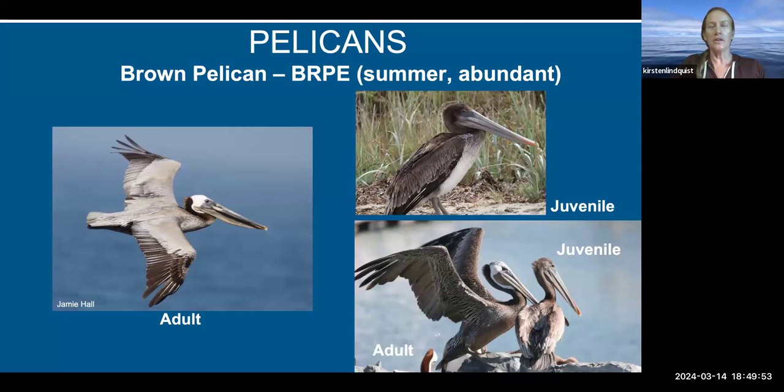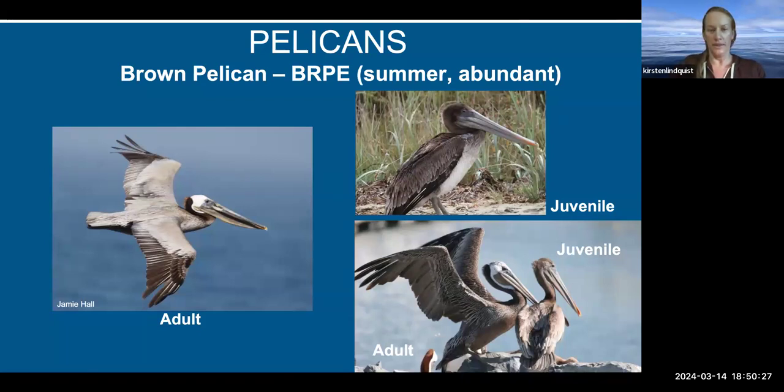These are aerial pursuit divers. They fly over the ocean, look down, dive, crash into the water, and they don't go very far down. They just go a few feet down and then pop back up. They are not going to be swimming underwater for long distances. So remember, these foraging strategies will help you narrow down what these things are.